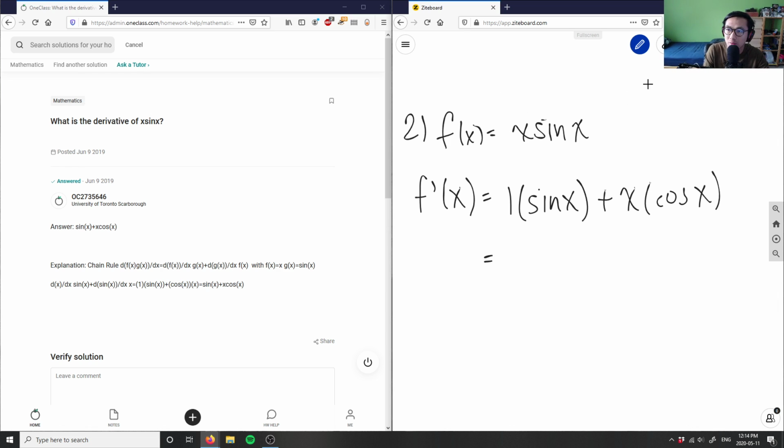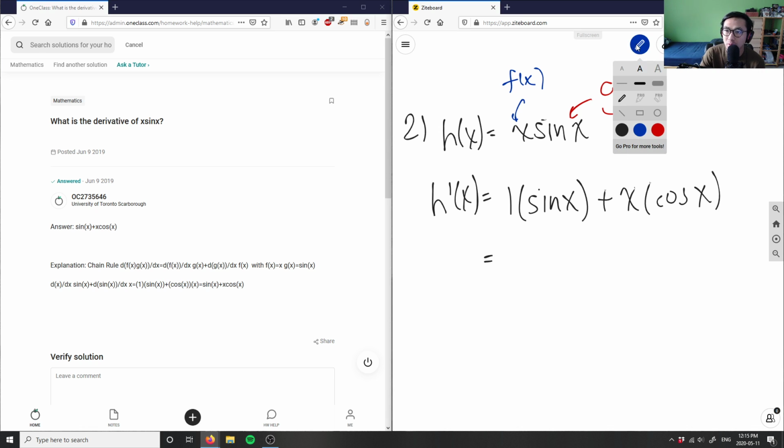Actually, let me not use f of x here. I'm going to use another notation. Maybe I'll use h of x here, and this is h prime of x. So I'm going to say that this is f of x, and this is g of x. I'm splitting the function into two. The first function is x, and the second function is sine x.